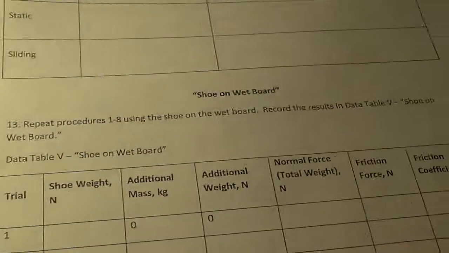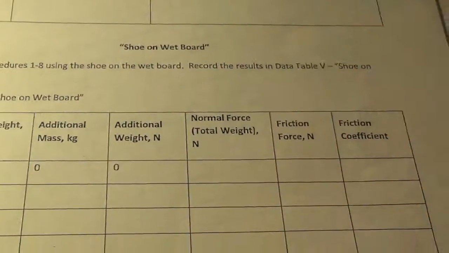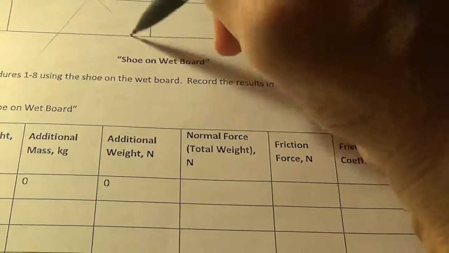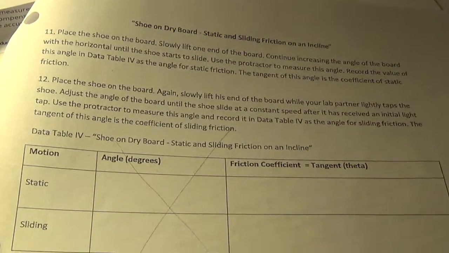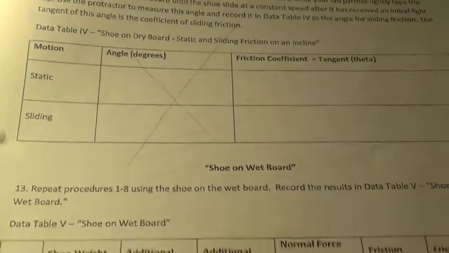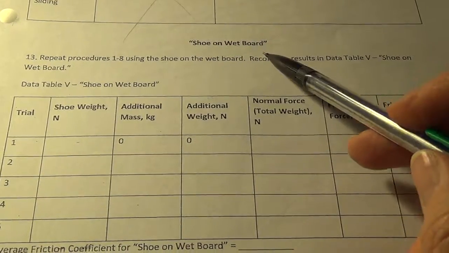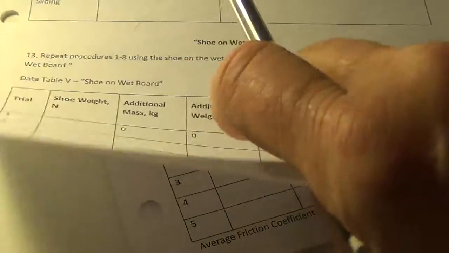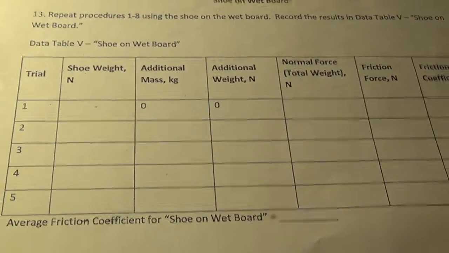And then another group can do, let's skip this one, so no one do that one. It has some math in it that we haven't covered yet. When we get to the inclined plane, we can come back and work on that one. And then another group could do the shoe on a wet board to see how it compares to a shoe on a dry board. Alright, so that is your goal for lab today.